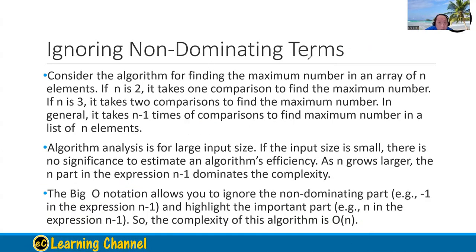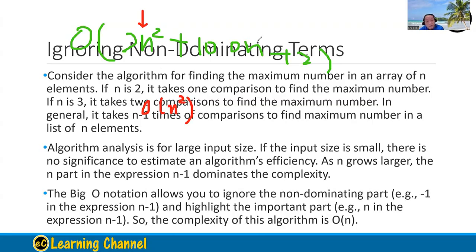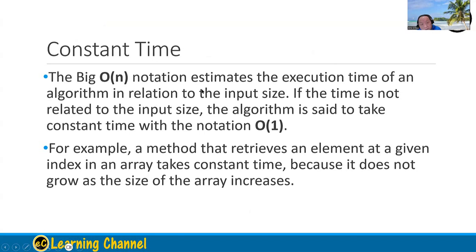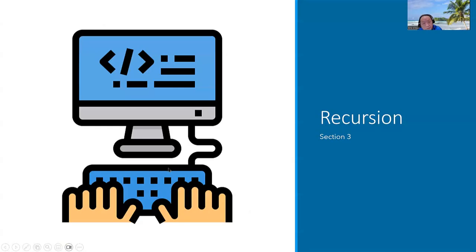And then the dominating factor is kept and the lower terms are dropped. If you have order of 2n squared plus 100n plus 2, we just keep the highest order one. So this one we call order of n squared. The order n and the constant, we just drop them. Constant time, we call it order of 1. Okay, roughly that's the idea of the big O notation.